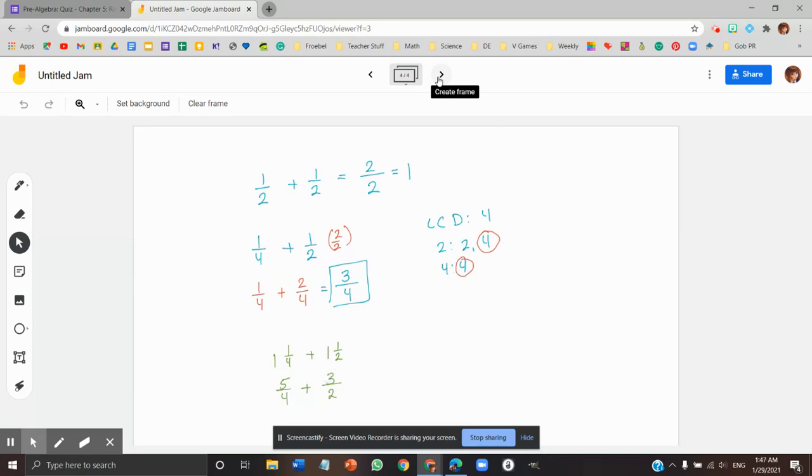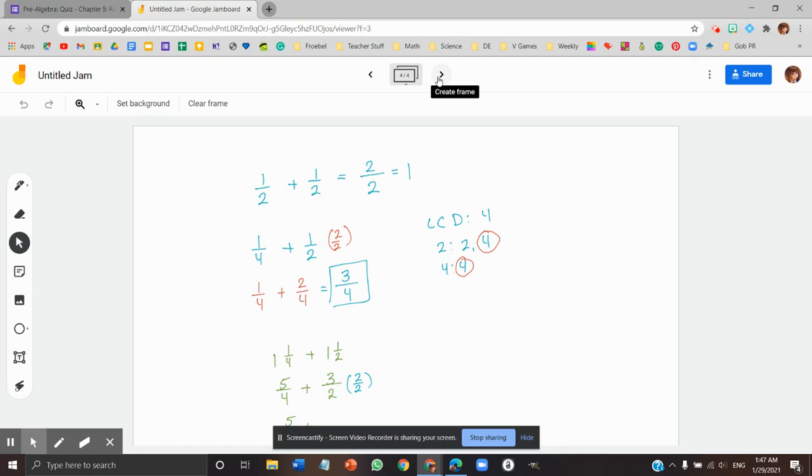Now I can find a common denominator. I know that between 4 and 2, that's going to be 4. So the first one is going to stay the same because it's already 4. And what number do I have to multiply 2 by to give me 4? Well, I already know that that is by 2.